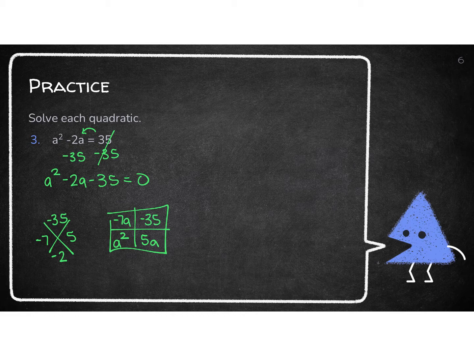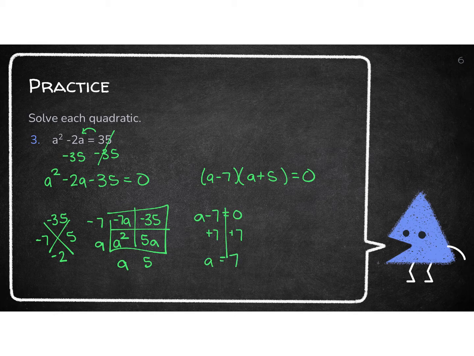So a squared and 5a gives me an a. Negative 7a and negative 35, they both have a negative 7. A squared and negative 7a both have an a. 5a and negative 35 both have a 5. So if I were to write this, I'd have a minus 7, a plus 5, and those are set equal to 0. So since I'm solving this, I'm going to take each piece and set them equal to 0 and solve.